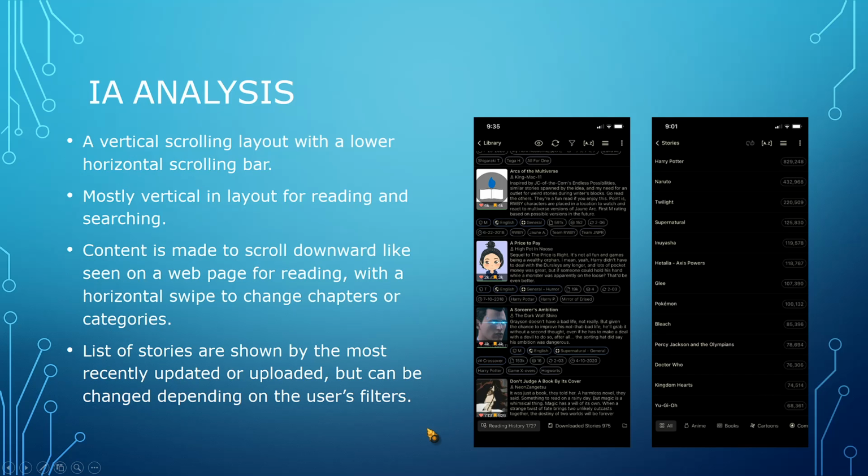Now for the UX analysis. This app is a vertical scrolling app in order to allow people to read chapters easier, with a horizontal swiping feature to switch between categories and chapters.